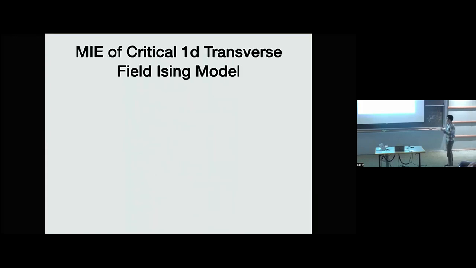Right. So let's go back to our old friend, the transverse field Ising model in 1D. This is the model, and we're interested in the ground state at the critical point. And we'd like to see how MIE and MI behave for this critical ground state.